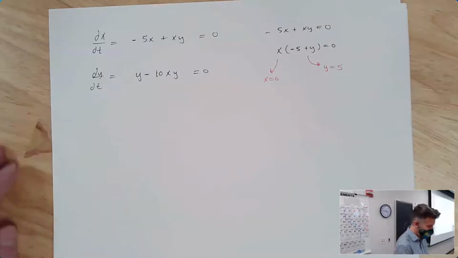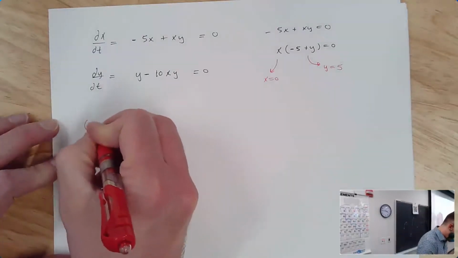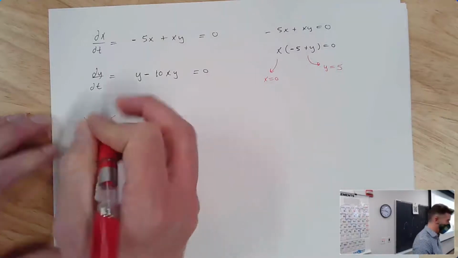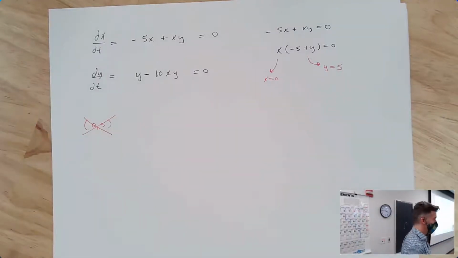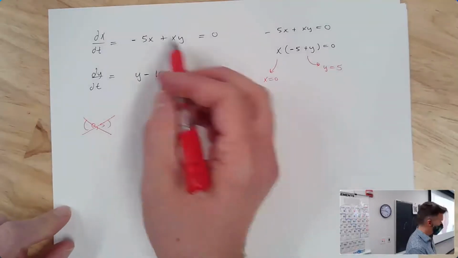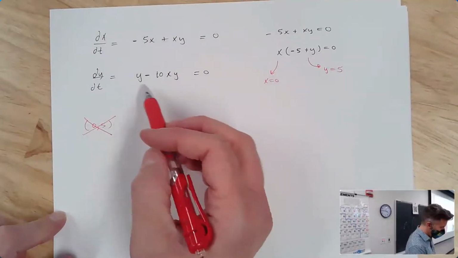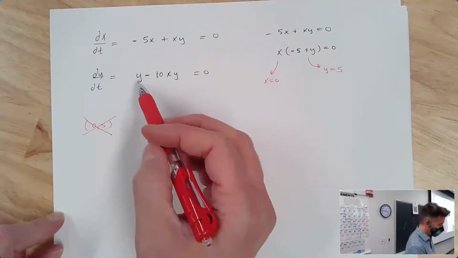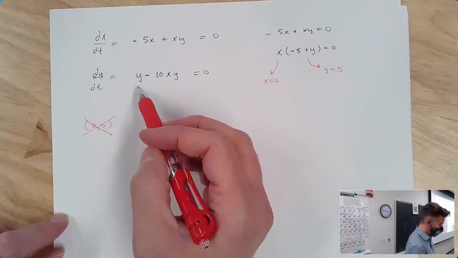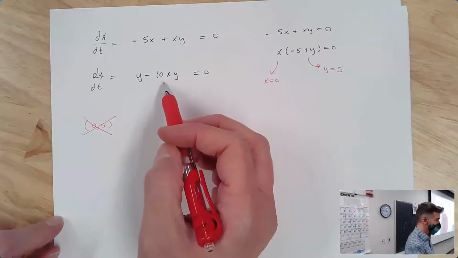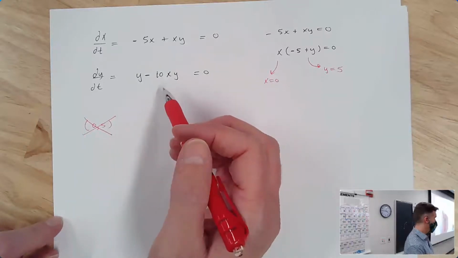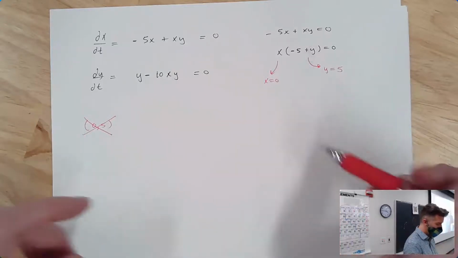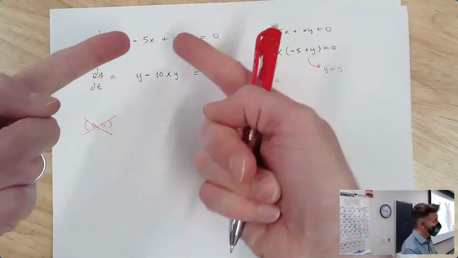And I want to be extra super clear here. (0, 5) is not an equilibrium. Because if you plug in 0 for x and 5 for y, sure, this equation is 0. This equation is not. If x is 0 and y is 5, you're going to get 5 minus 0, which is not 0. So I want to be extra super clear, right? You have to have something that makes this 0 and something that makes this 0.